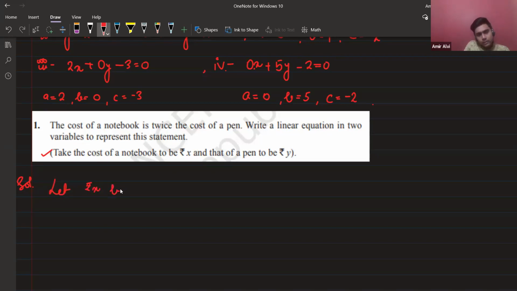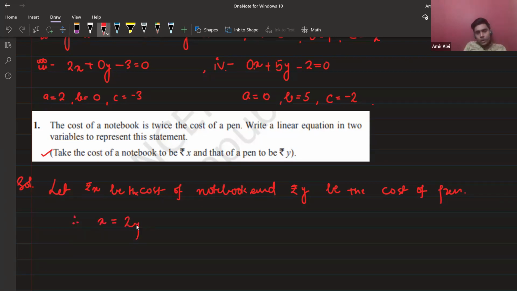So let x rupees be the cost of the notebook. Yes or no, Simrat? Yes. And let y rupees be the cost of the pen. Yes or no? Yes. Very good. So now Simrat, tell me, can I write it as x equals 2y? Tell me how.